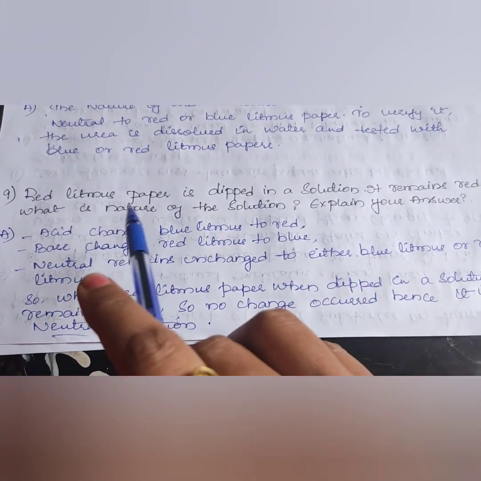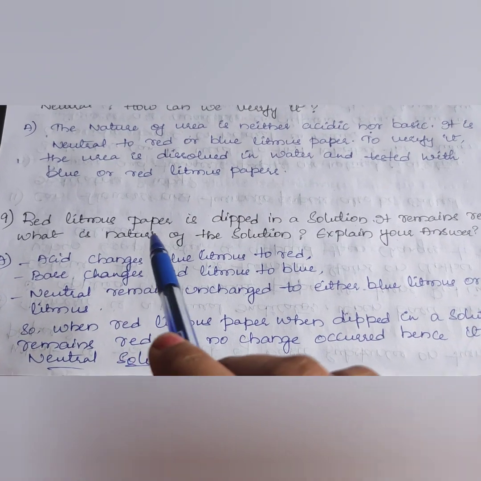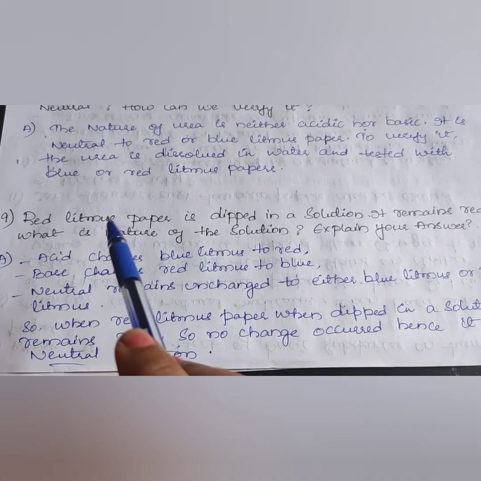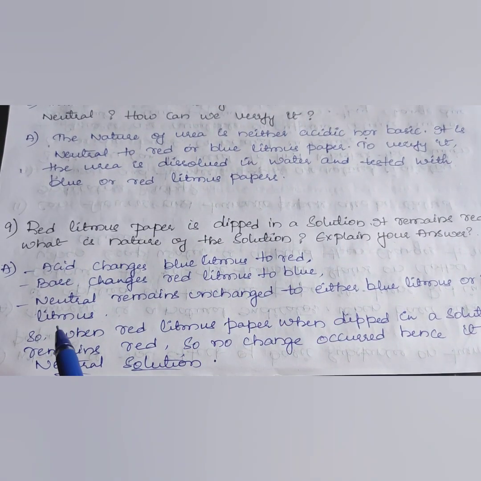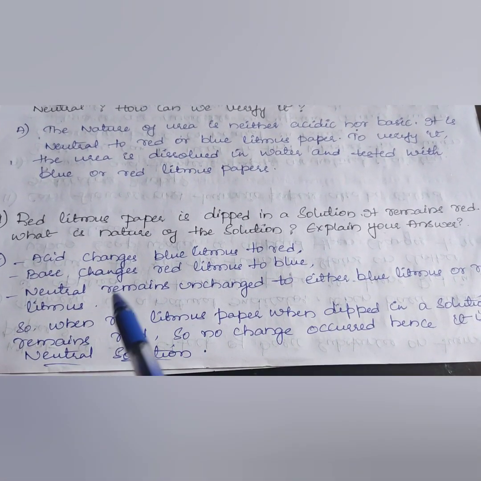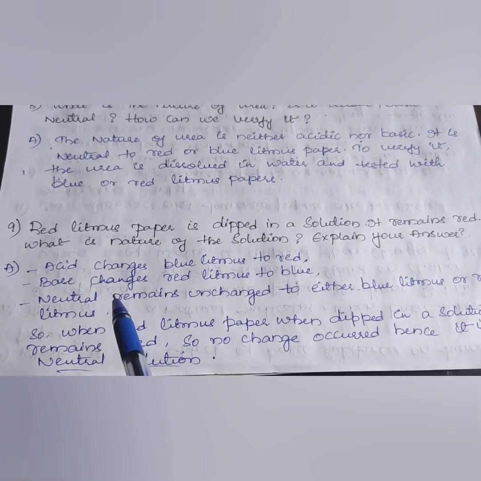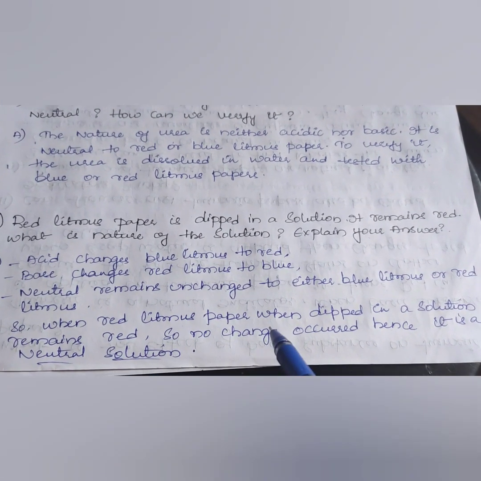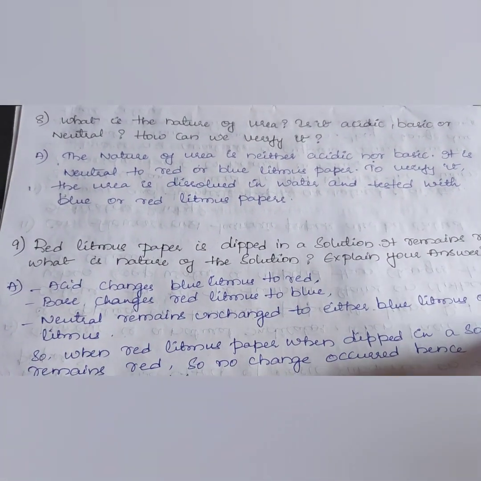Next, ninth question. Red litmus paper is dipped in a solution, it remains red. What is the nature of the solution? Explain your answer. So here we'll first know what is happening here. Acid changes blue litmus to red and base changes red litmus to blue. And neutral remains unchanged with either blue litmus or red litmus papers. So when red litmus paper is dipped in a solution and remains red, no change occurred, hence it is a neutral solution. Next question, 10th one.